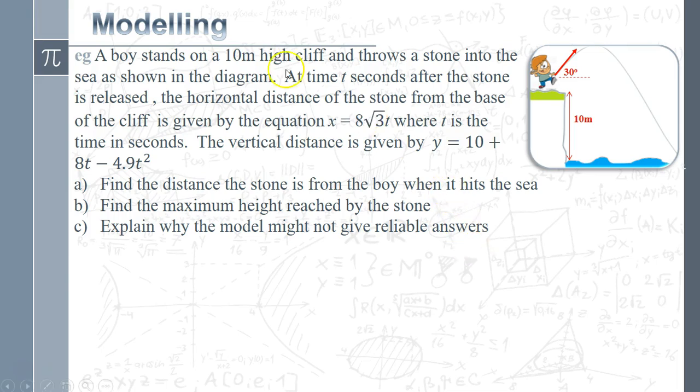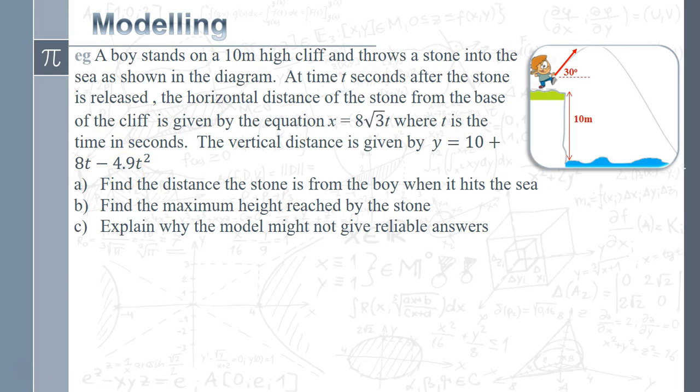So what we've got is a boy on a 10-metre cliff throwing a stone into the sea. At time t, that's going to be our parameter, the horizontal distance of the stone from the base of the cliff, so basically how far out to sea it's gone, is given by this equation here, x equals 8 root 3 t. And the vertical distance from the base of the cliff, i.e. how far in the air it is, is given by this one, y equals 10 plus 8t minus 9t squared.